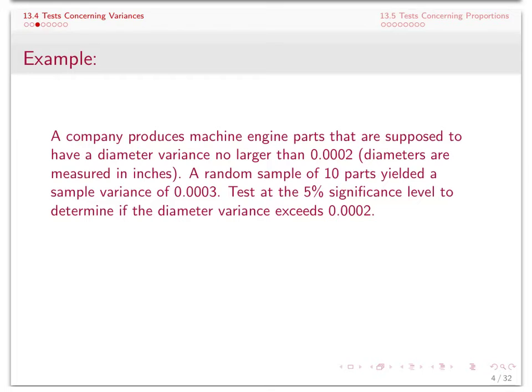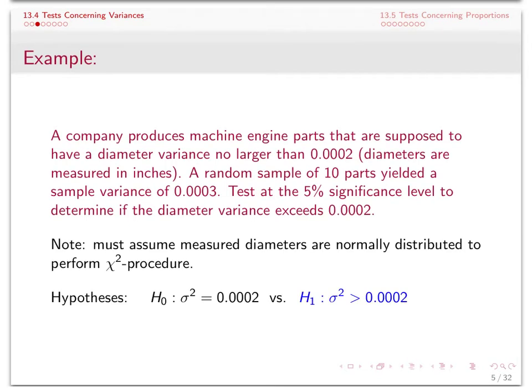0.0002. So to start, in order to perform this chi-square procedure for our test of variance, we'll have to assume that the measured diameters are normally distributed. Then we can define our null hypothesis to be that the variance is equal to the 0.0002, which is what the company requires. And we're going to compare that to their cutoff value, which is where they start having problems with their production line. The question is, is the variance greater than 0.0002?